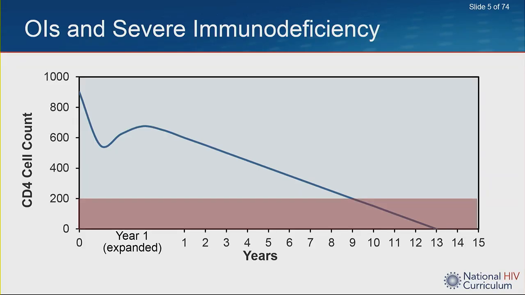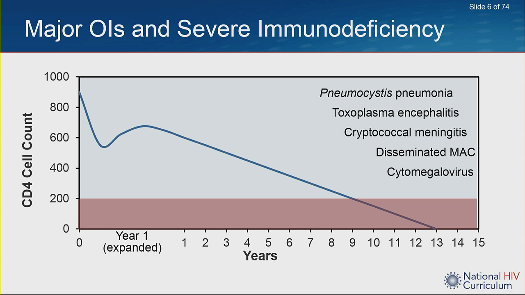Now, this is the world that we used to live in. This shows a gradual decline in CD4 count in someone who's not on antiretroviral therapy. Typically over 8 to 10 years, the CD4 will go down to around 200, and this is when people start to develop AIDS-related complications. That is really what we saw over and over again early in the epidemic. And these are the big five opportunistic infections that we commonly dealt with.